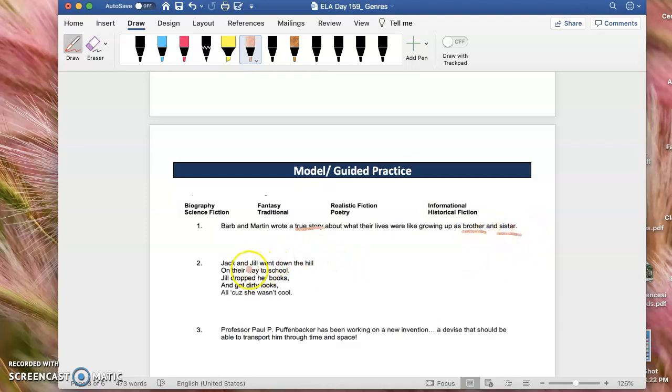Let's go to number 2. Jack and Jill went down the hill on their way to school. Jill dropped her books and got dirty looks, all because she wasn't cool. So, guys, we know that this rhymes. It has stanzas. It has lines. So we know that this is poetry. So when I said we're going to go back to number 1, that's because I wasn't too sure about number 1. And so the easiest thing is to do the things that you know that are the easiest first and go back to the hard ones. That's a good strategy to have.